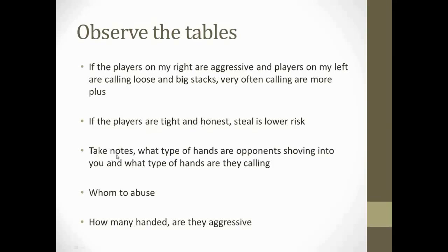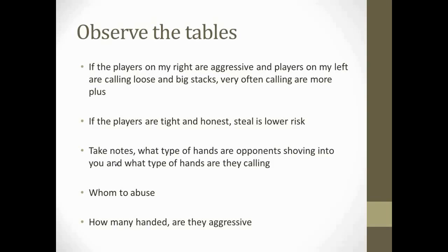Take a lot of notes. Notes are really important. Even though I use a HUD to play, I rely a lot on my notes. I want to know what type of hands our opponent shoves into me. Like if I see a guy shove bottom with jack 5 off into me, then I know he's shoving really wide, so next time I can call really wide.